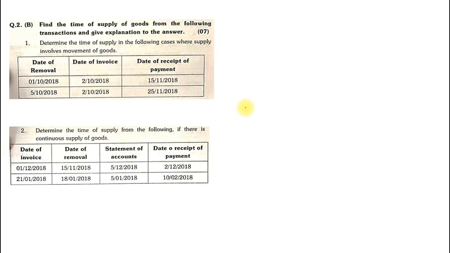Next, question number 2B. Under 2B, there were two parts, question 1 and 2. We'll take one at a time. Find the time of supply from the following and give your explanation. Determine the time of supply where the supply involves movement of goods. Here they have given you movement of goods, the date of removal, date of invoice and date of payment.